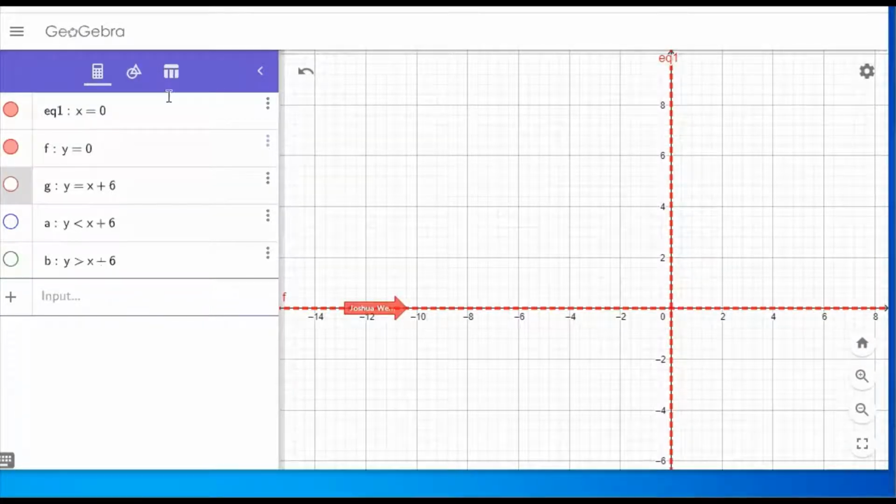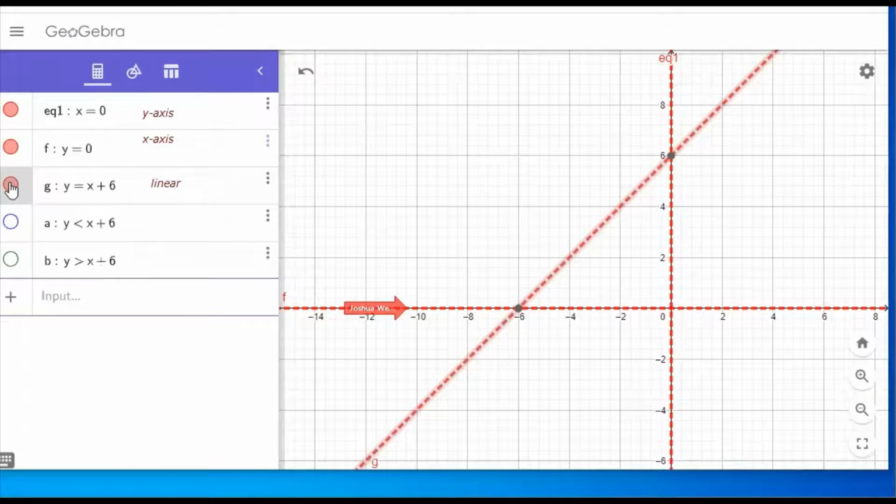Now we have two lines drawn. The first line is also known as the y-axis, and the second line is known as the x-axis. The third line is linear. If you have started your work on algebra, straight lines are the first lines that you should be graphing. Here we have y equals x plus 6.